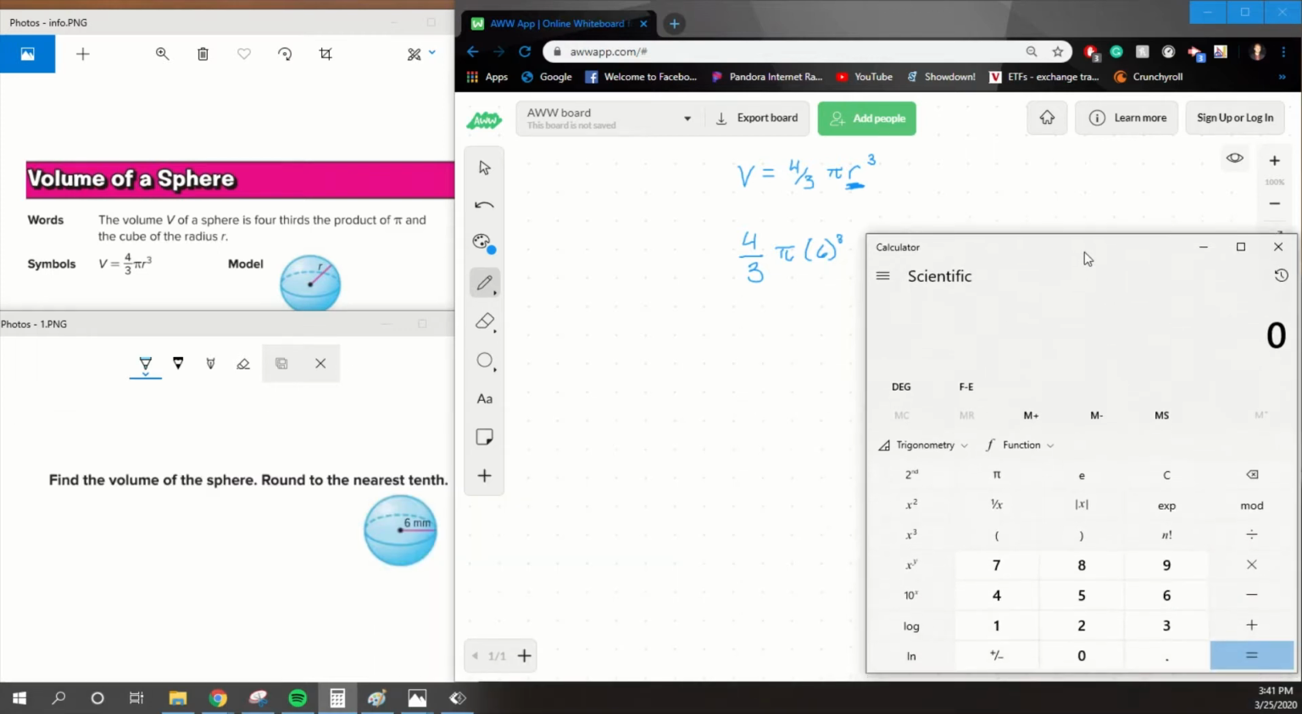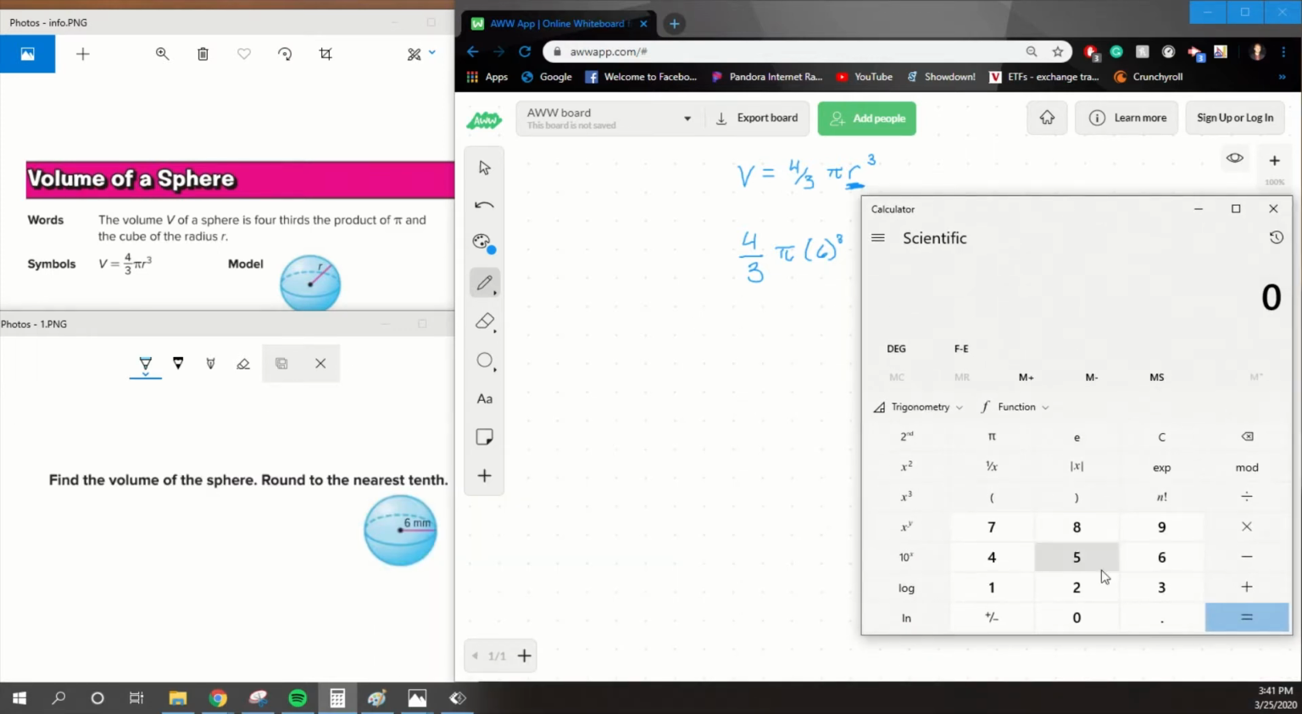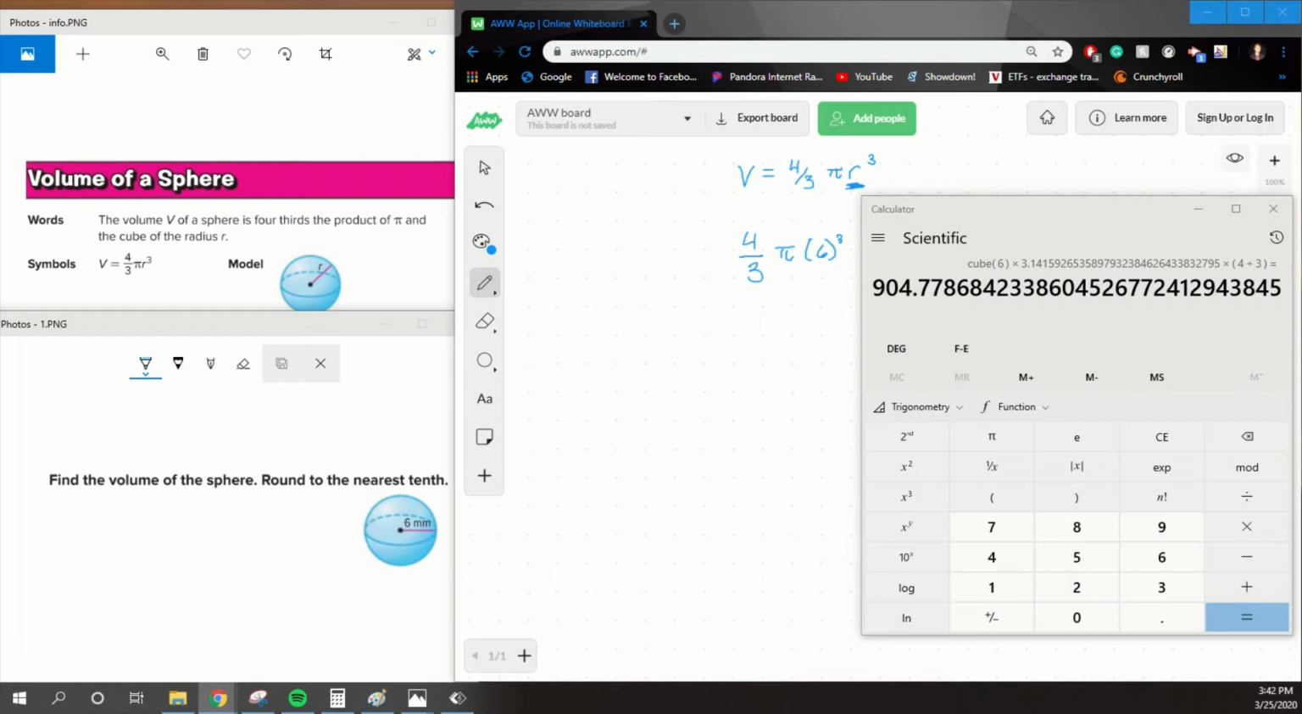If it'll come over here, I can show you. So again, I'm going to do my exponents first. So 6 cubed is 216. Multiply that by our pi, and then we'll multiply that by our 4/3. Now I'm going to put it in parentheses just to make sure that that 4 gets divided by that 3 first. So we get 904.8 if we're rounding to the nearest tenth. So I'll go ahead and write that down.